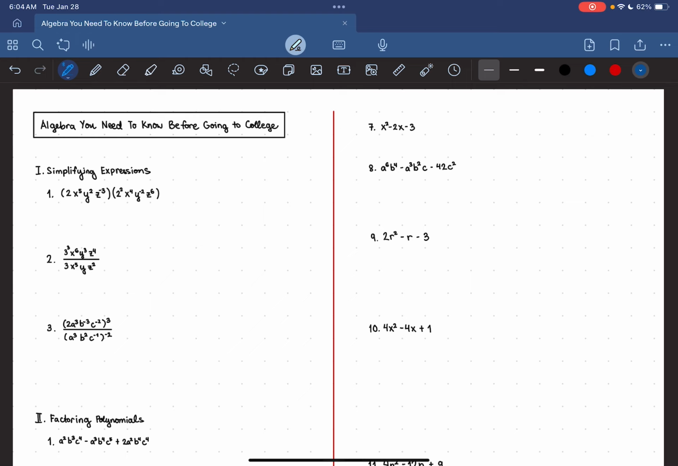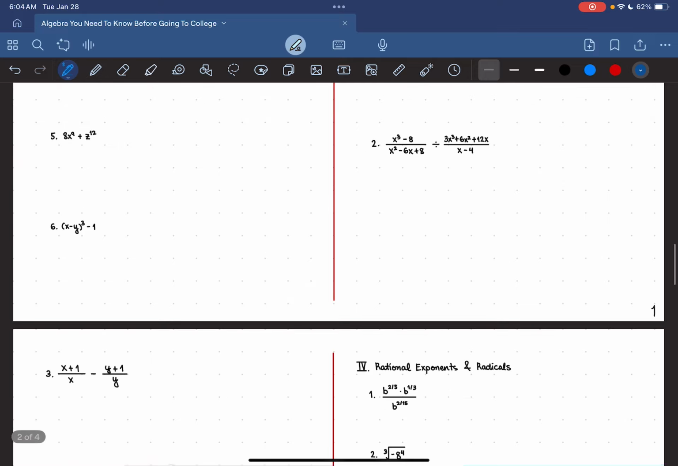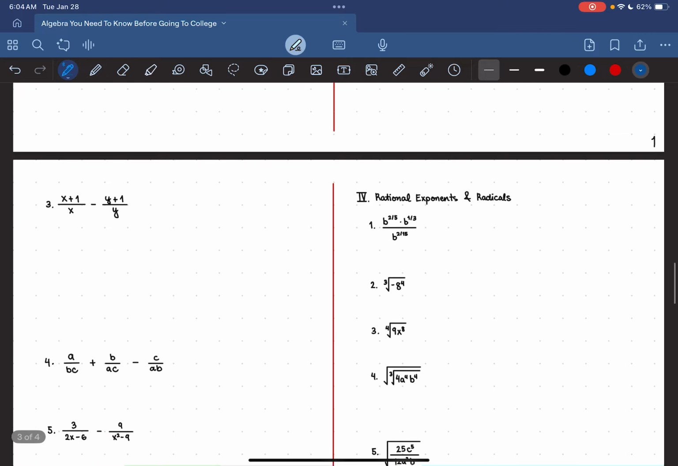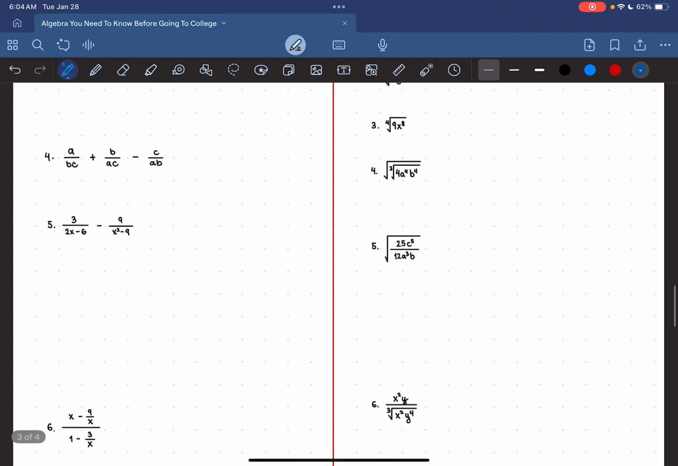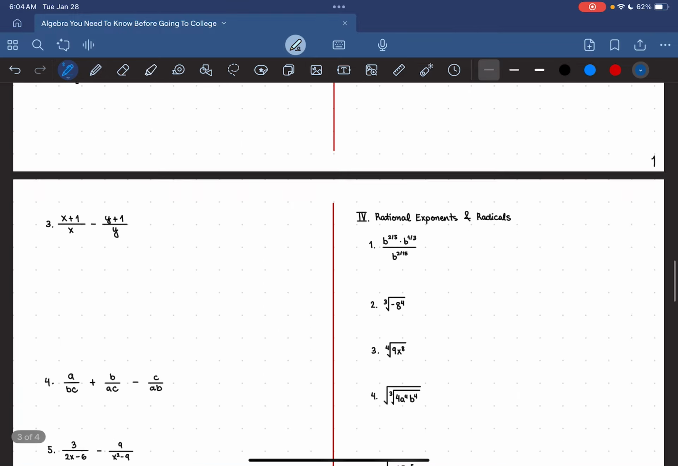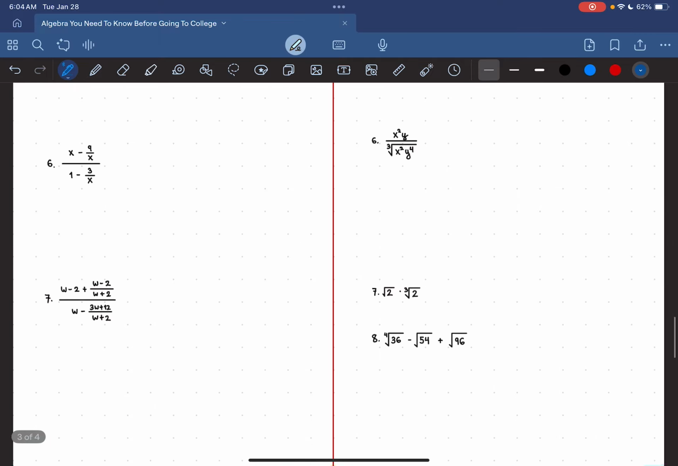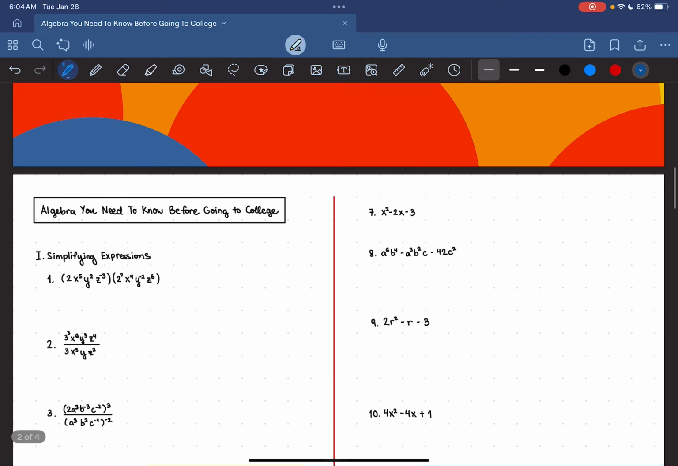So essentially, these are a set of questions that you can answer along with me, that you should be able to answer if you are about to go to college or in college. So just basic algebra stuff, and you must be confident about this.